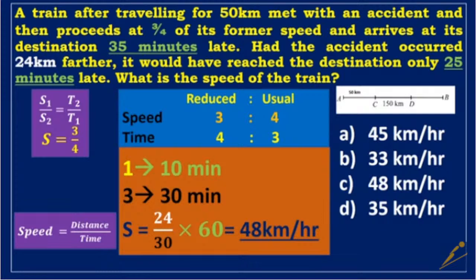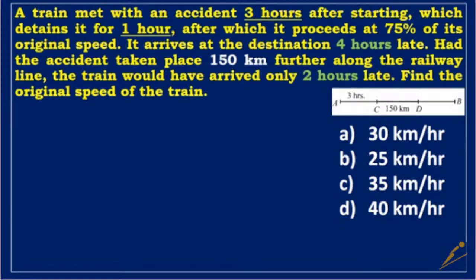Example 2. A train met with an accident 3 hours after starting, which detains it for 1 hour, after which it proceeds at 75% of its original speed and arrives at the destination 11 hours late.